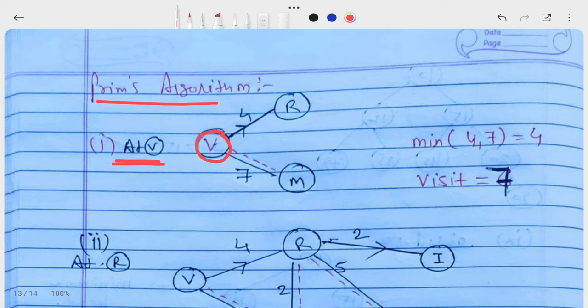One route is this, and the second route is this. Which one is the smallest? This value is equal to 4 and this value is equal to 7. I will choose the smallest. I am going from here to here.